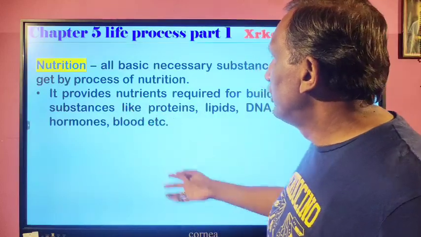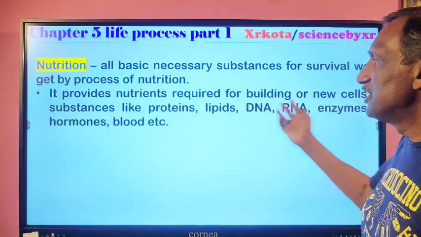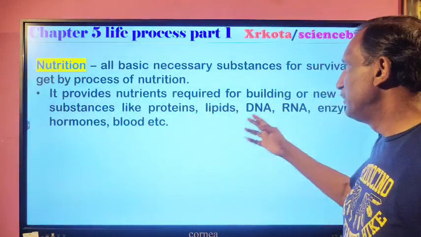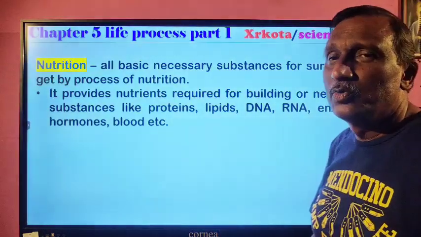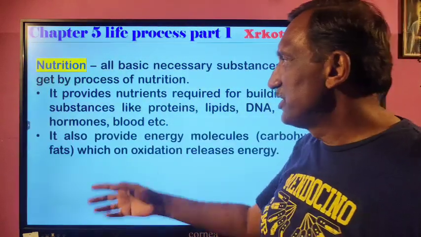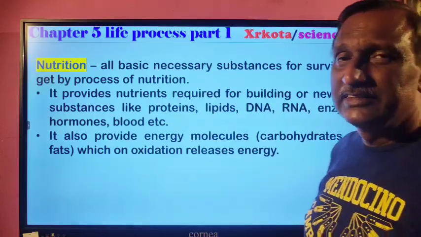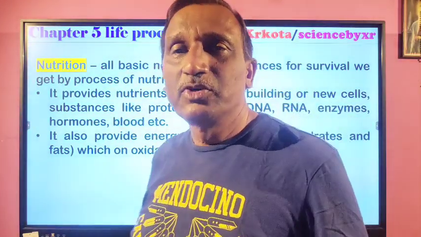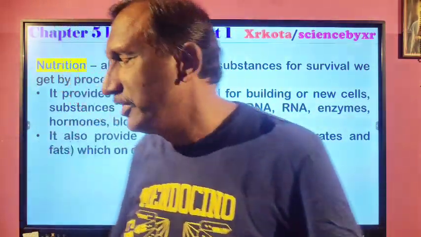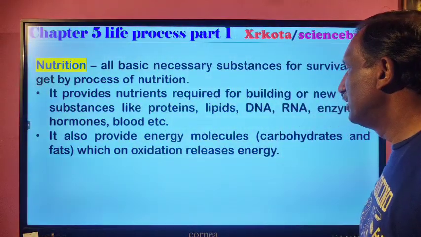it provides nutrients required for building new cells, substances like protein, lipids, DNA, RNA, enzymes, hormones, blood. These are some of the substances. It also provides energy molecules like carbohydrates, fats, etc. So carbohydrates and fats on combustion provide energy. By oxidation they release energy.